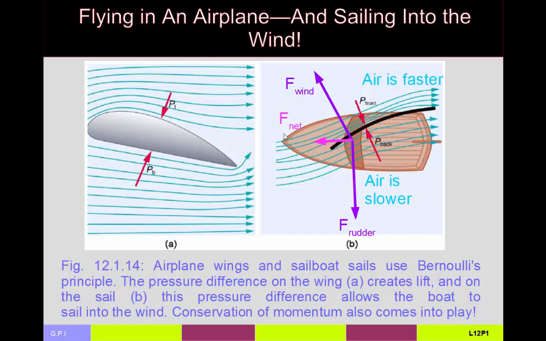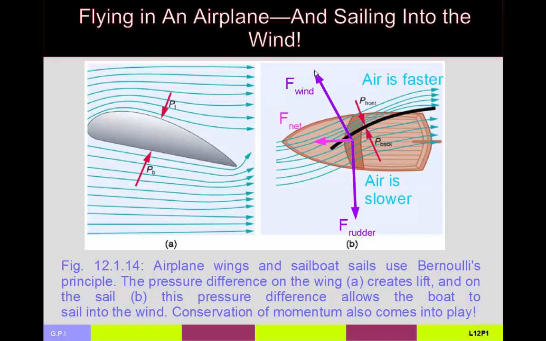You can see here that the boat is basically pointed more or less directly into the wind. The sail is angled in such a way that you get a lot of very high-speed air passing over the front of the sail and very little high-speed air, basically lower-speed air, on the back. That means that your pressure on the back of the sail is going to be greater than the pressure on the front of the sail.